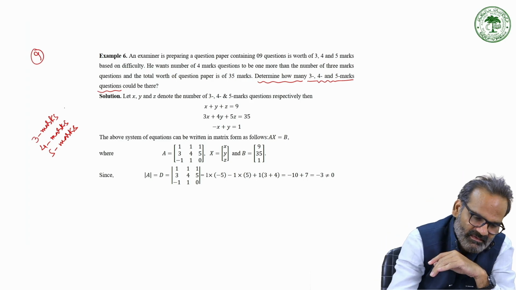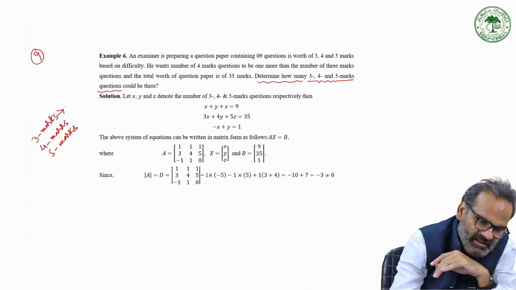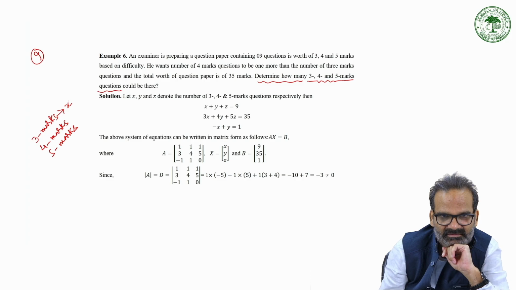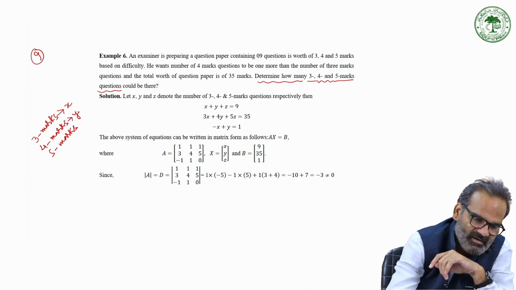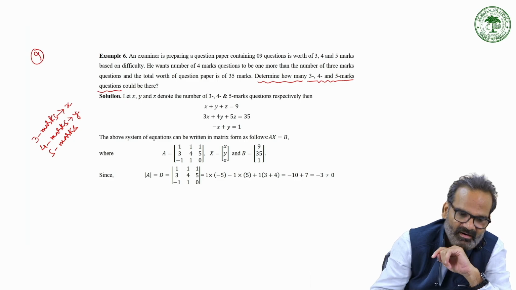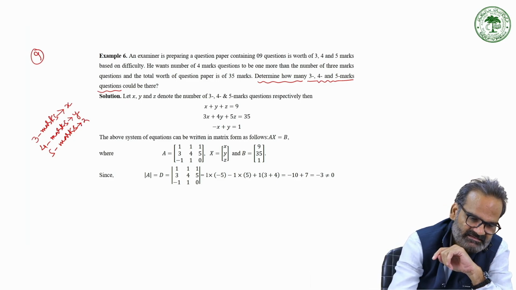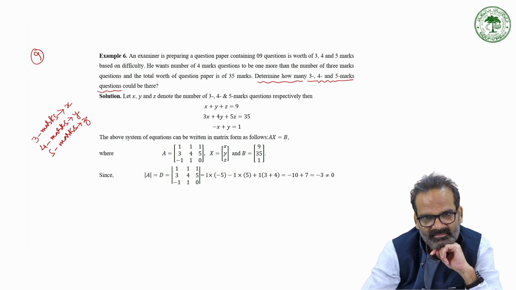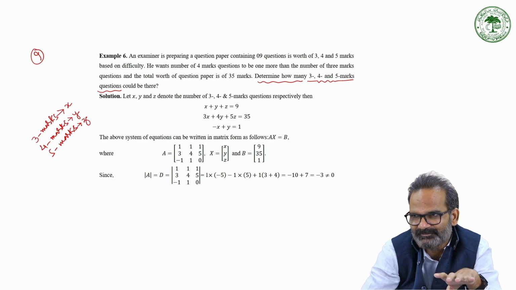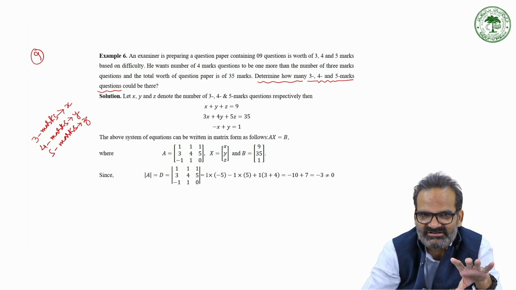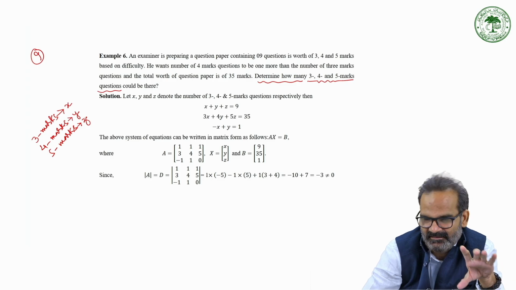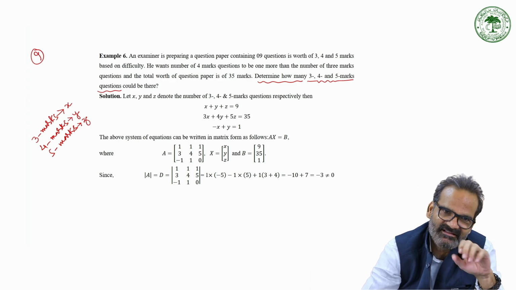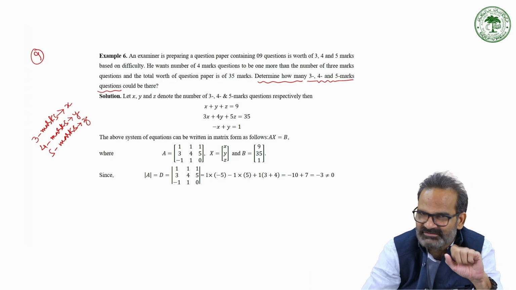So what we can do? We can assume let x be the number of questions of 3 marks, y be the number of questions of 4 marks, and z is the number of questions of 5 marks respectively. Clear? x number of questions which contains 3 marks. There are y number of questions which contains 4 marks. There are z number of questions which contains 5 marks. This is what we assumed, right?